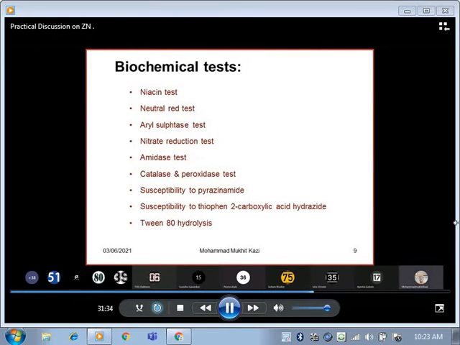This is again one of the important questions which will be there for your either table viva or the oral viva for theory. What are the different biochemical tests which we use to differentiate between atypical mycobacteria and typical mycobacteria? For example, niacin is positive for Mycobacterium tuberculosis, negative for the atypical mycobacteria. Then the neutral red test and aryl sulfatase test are positive for atypical mycobacteria, negative for tuberculosis. Then nitrate, amidase, all these tests are important, and you must know them when we are talking about the biochemical reactions of the mycobacterium.